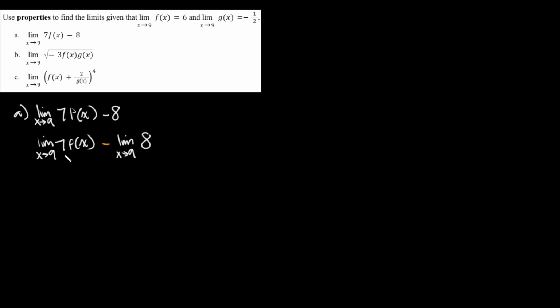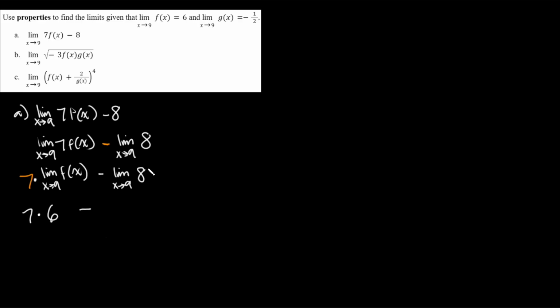The next step is I see this constant here, the 7, and I want to bring it out to the front. So then the next step will be 7 times the limit as x goes to 9 of f of x minus the limit as x goes to 9 of 8. And so we can actually solve this from here on. This 7 stays the same, and we actually know what f of x is at x equals 9, or the limit of it at least, and it's 6. And then we can subtract.